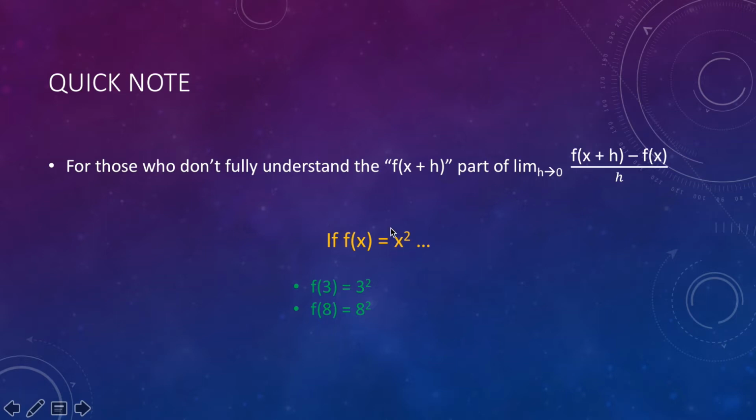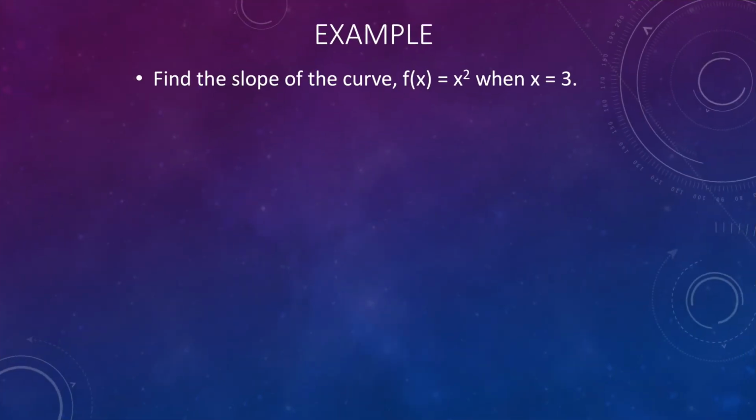Now we see an x in this location right here, so we're just going to replace it with 8. If I told you to replace it with apple, you just take the apple and then you wrap it in parentheses because that's what the x is. You're literally replacing everywhere where there's an x with apple. So let's look at f of x plus h. Let's actually just cover it in an example, just to clarify, because it's pretty tough to understand. Find the slope of a curve, f of x equals x squared, when x equals 3.